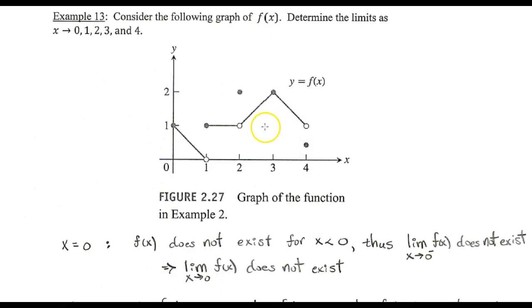At x equals 3, again, this one's pretty easy to quickly see that we have a two-sided limit that exists, because as x approaches 3 from the left, the function is going up and looks like it's approaching 2. Actually, the function is 2 at that value of x. As x approaches 3 from the right, the function is also approaching 2. So we have a two-sided limit that exists.